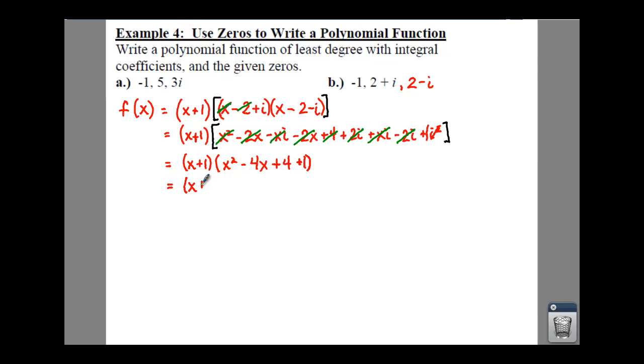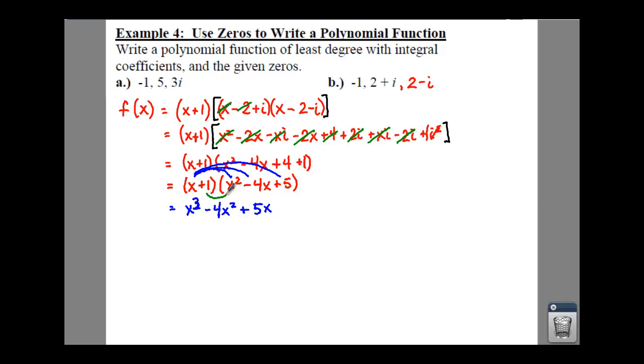So let's clean this up a little more. I'm going to say x plus 1 times x squared minus 4x. Now this is going to end up being a plus 5. So we can now distribute everything through. So if we take x times an x squared, I'm going to get x cubed. x times a -4x gives me -4x squared, and then we get a 5x.